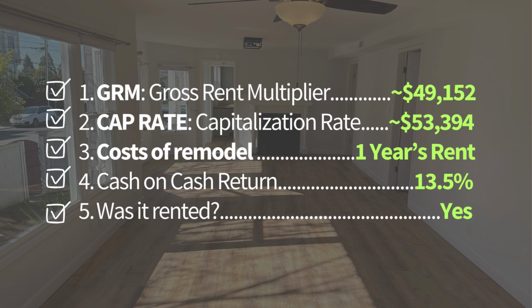So let's go back into looking at this. We got the GRM and the cap rate. Roughly, they're telling me about 50,000 that I've added value to this. I've increased the cash flow, and the cash on cash return was pretty strong, 13.5%. But the most important to me is, was I able to rent it?